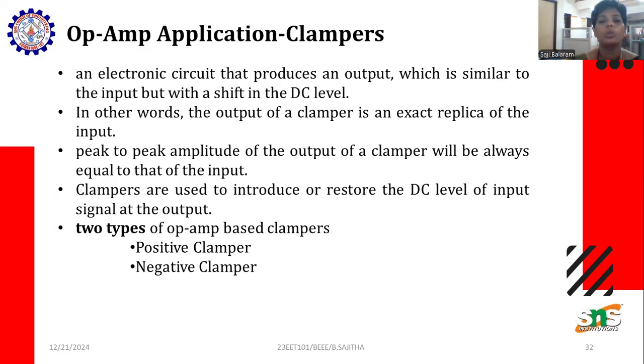There are generally two types of op-amp based clampers. One is the positive clamper and the other one is the negative clamper. As the name suggests, similar to the clippers, the positive clampers are those which give an output that is added up with the input, and in the negative clamping a negative portion of the DC level is going to be added to the output voltage.